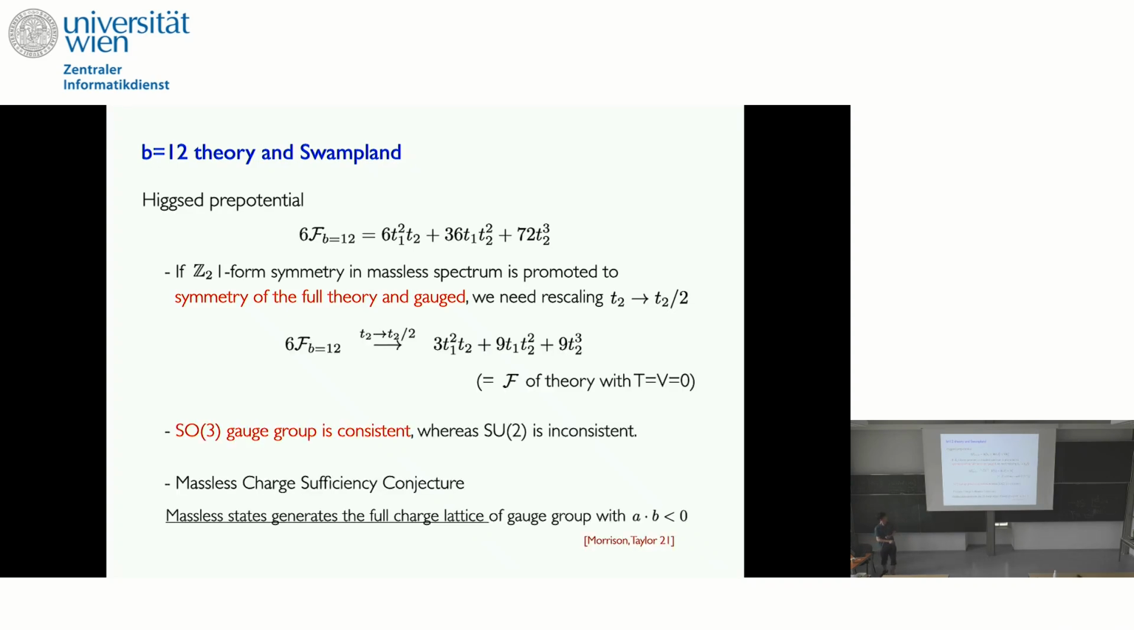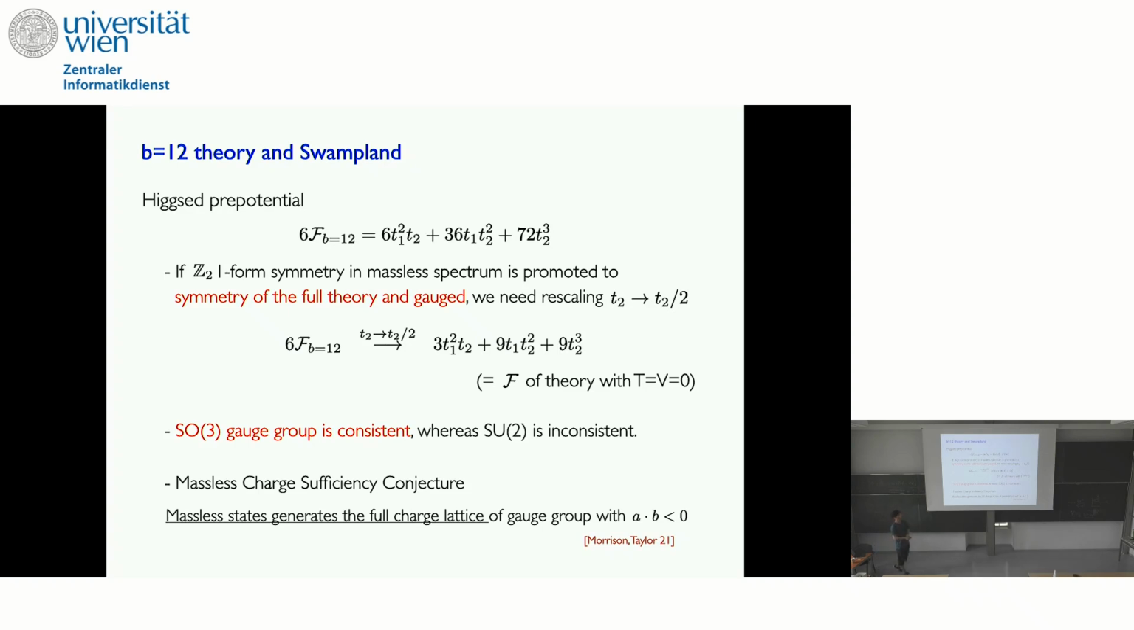So assuming that the gauge group is SO3, we can rescale this prepotential in this way. Then we end up with this prepotential, and there is nothing but the prepotential of this string theory with a vector and tensor multiplet on the circle compactification. So after this rescaling, we obtain the consistent prepotential after Higgsing. Okay. So this proves that the string theory with the adjoint type multiplet for the SU2 gauge algebra can be consistent if the gauge group is SO3, not SU2.